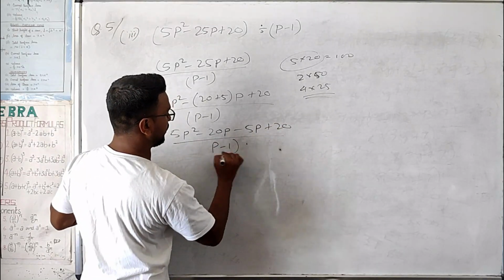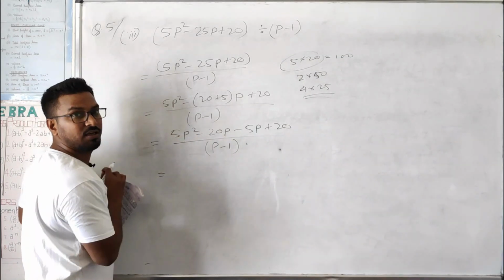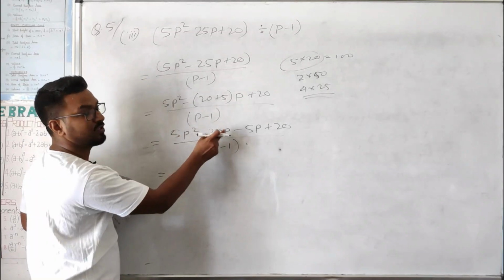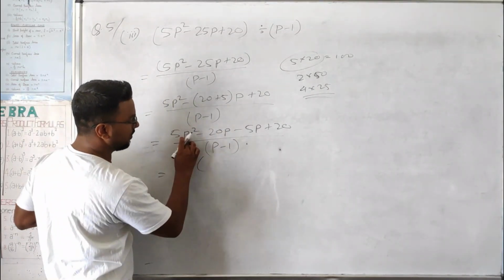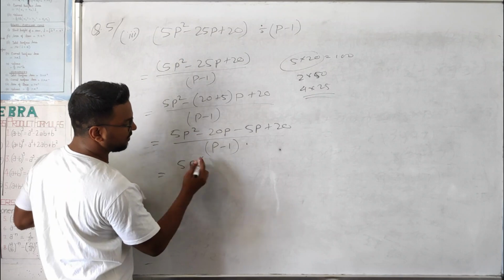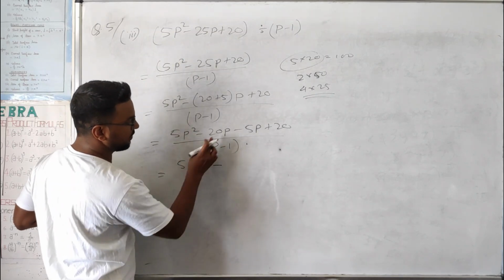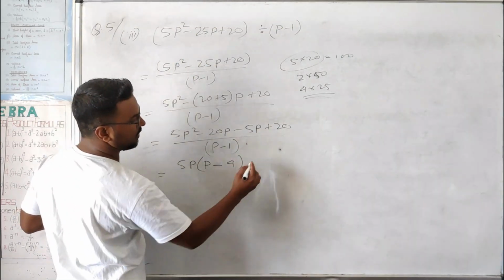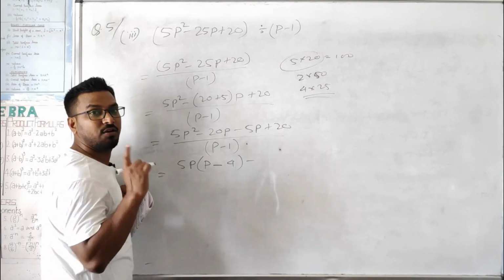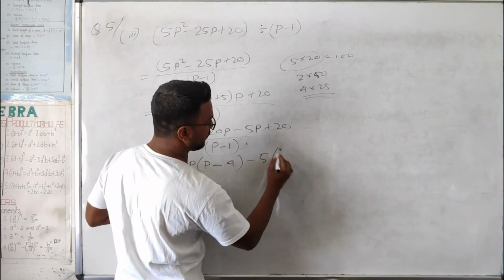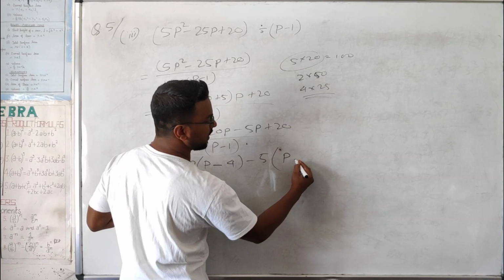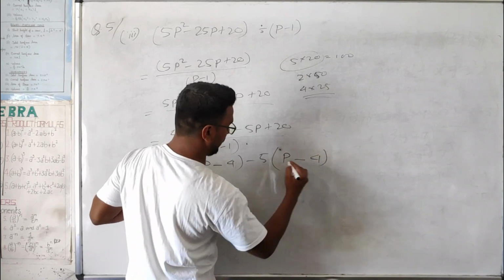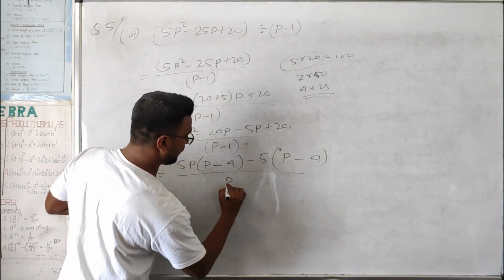Now what is the common factor here? 5p, because both terms are multiples of 5 and p is common. If you take out 5p, what will be left? From 5p square, if you take out 5p, p will be left, minus 5 p times 4 is 20p. What is common here? 5 is common. If you take out 5, p will be left, and the sign will be minus, because minus minus gives plus. 5 fours are 20. Fine. Divided by p minus 1.